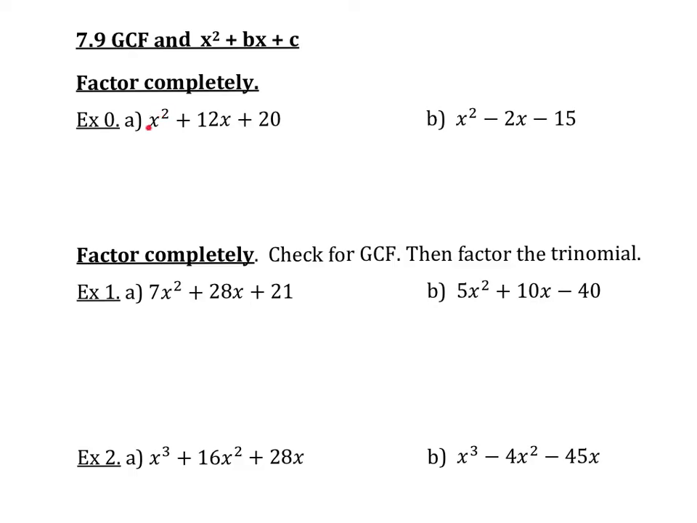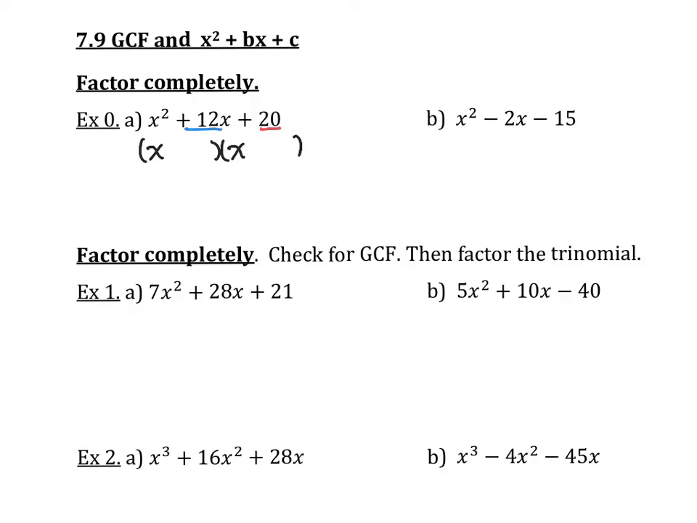This has no coefficient, this has no x. So the only way I could factor it is into two binomials. Because it's x squared, it would be x times x. And then I consider the last number. I want to think of factors of 20. And I want to make sure they add up to 12.